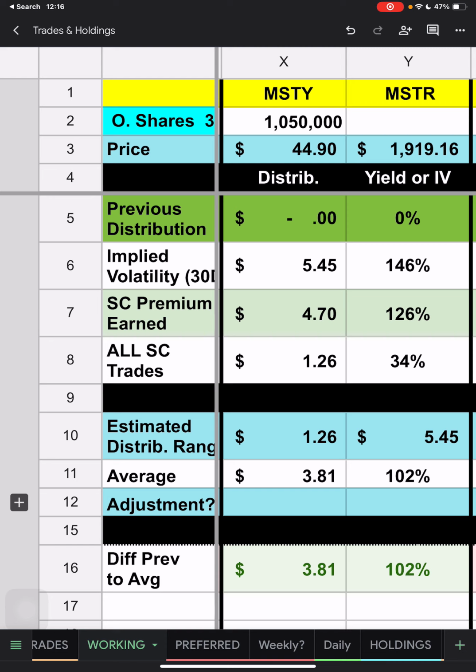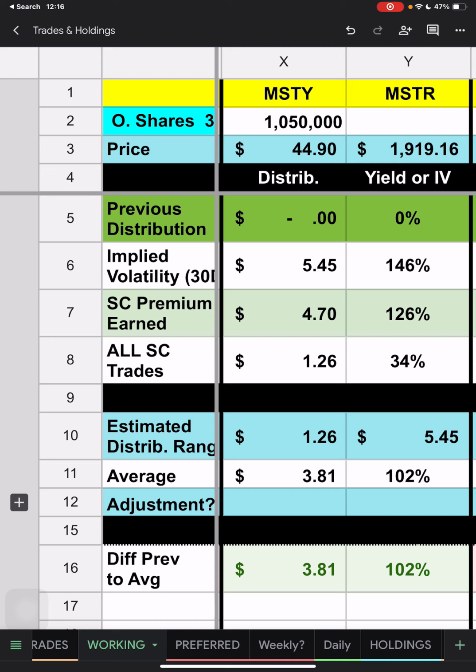$4.70. But if we looked at the net of all the short call trades, it's only been $1.26. So since that is positive, the estimated range is from $1.26 to $5.45. Of course, we know they're not going to pay $1.26, and we know that the $5.45 is still only an estimate for 1 month, and we're talking a month and a half.